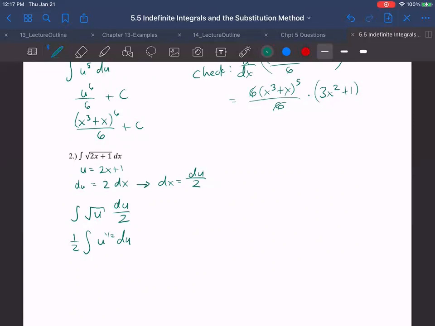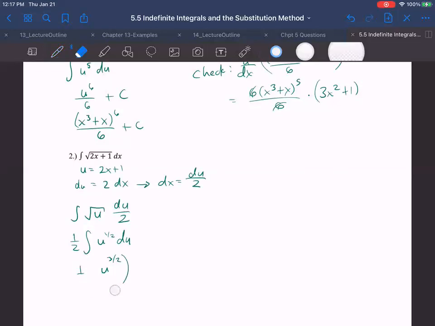So we add 1. So u to the 1/2, 1/2 plus 1 is 3/2, right? So this is u to the 3/2 divided by 3/2, which is times 2/3. Right? Do you want me to actually write that?